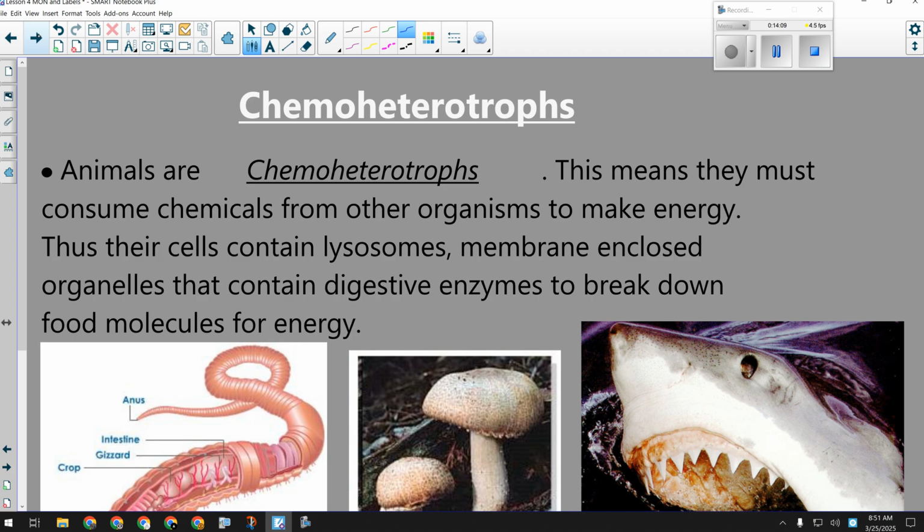Okay, first nutritional mode or mode of nutrition are chemoheterotrophs. So chemoheterotrophs, the kind of makeup of this word is chemical other feeder. So they have to feed on other organisms to get their chemical energy. Chemoheterotroph.